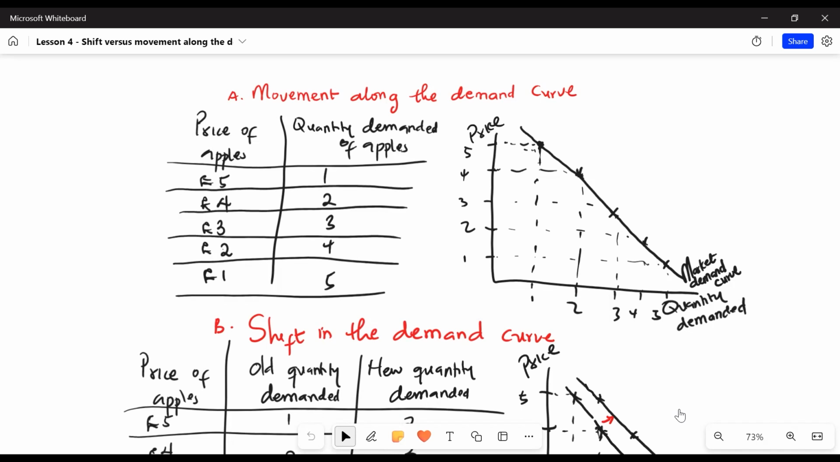Hi, welcome back. Our previous lesson was on shifts in the demand curve. Today we'll be looking at shifts in the demand curve versus movement along the demand curve.